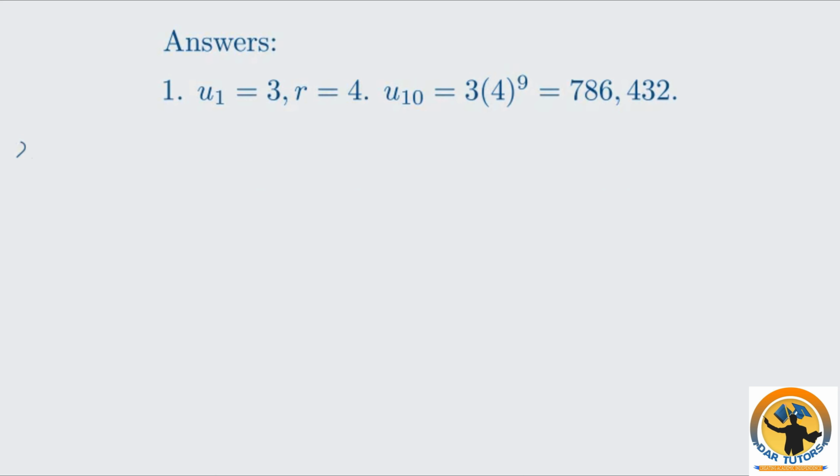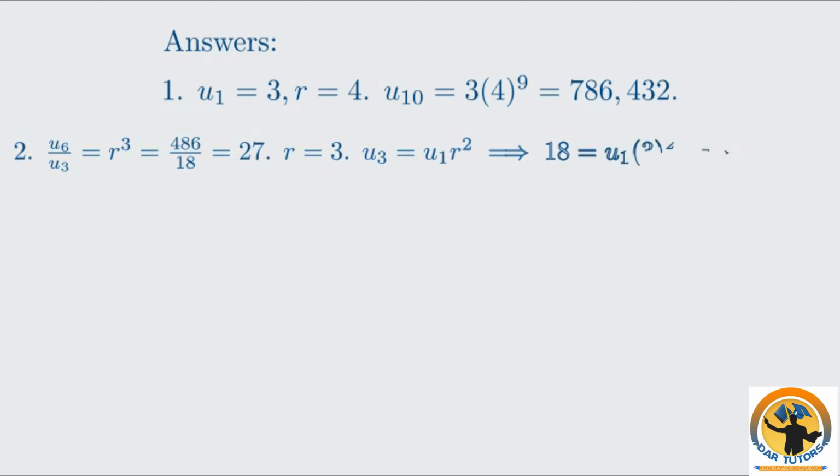For question 1, u_1 is 3 and r is 4. The 10th term is 3 times 4 to the 9th, which is 786,432. For question 2, we divide u_6 by u_3 to find r cubed, which is 27, so r is 3. Substituting back, u_1 is 2. The general term is u_n equals 2 times 3 to the power of n minus 1.